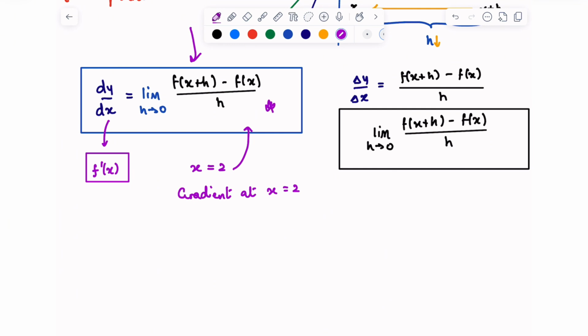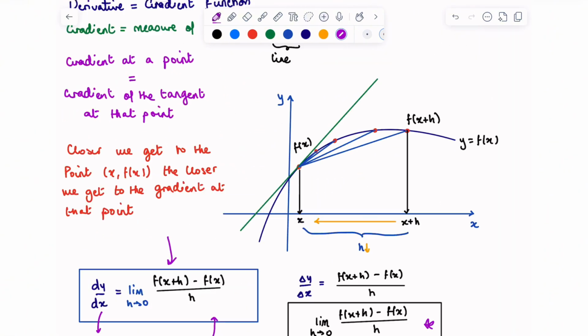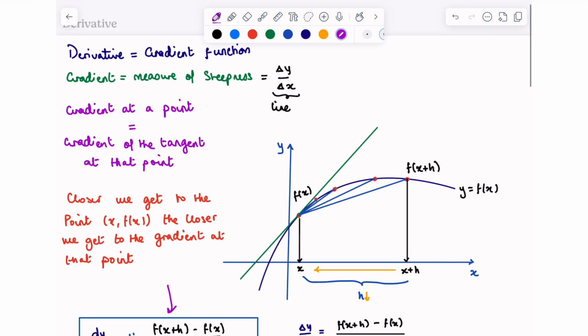Now working this out will be another video in itself, which I'm hoping to make in the future. But for now, I hope you understand the definition of where it comes from and the intuition behind it.